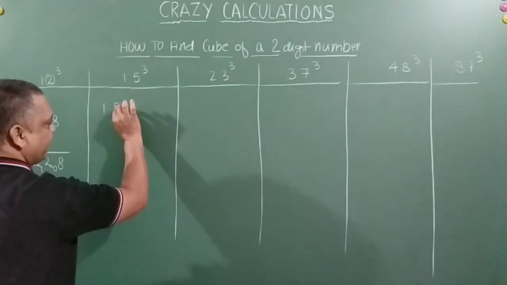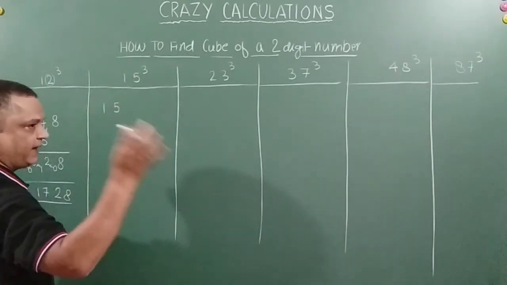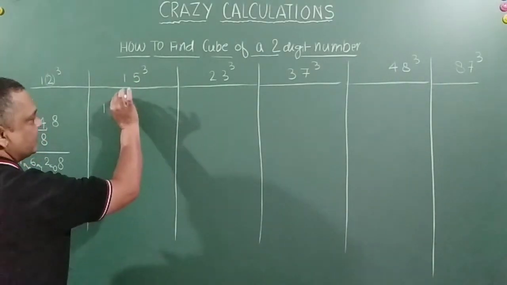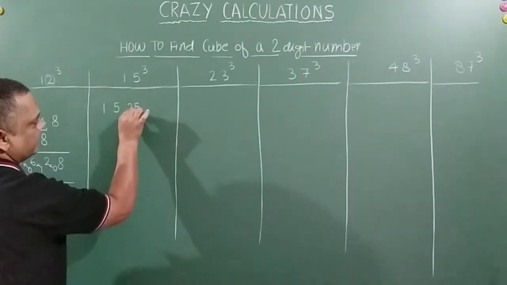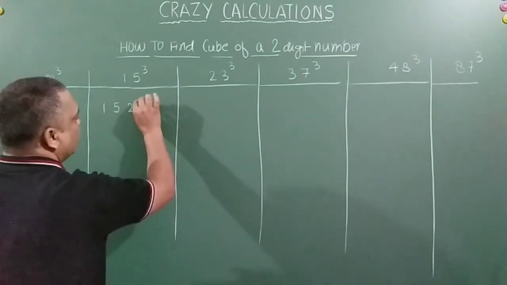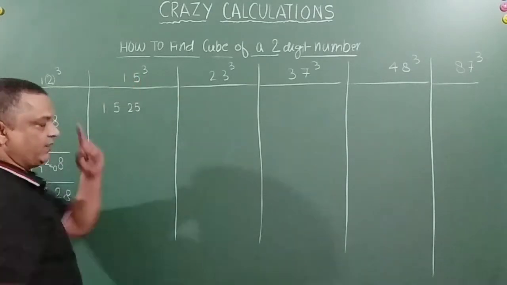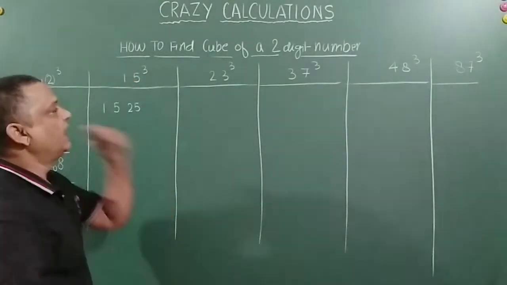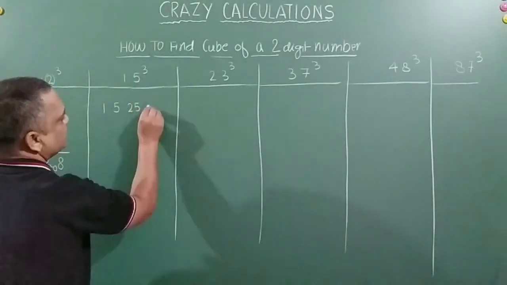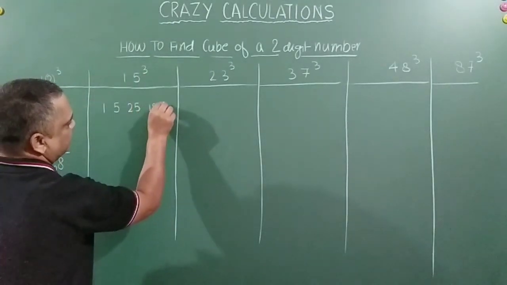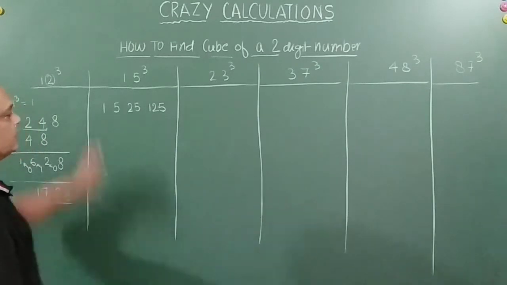Now I will divide 5 by 1, answer is 5, right? I will multiply the answer with 5, that is equal to 25, right? Now I will divide 25 by 1, answer is 25, and then multiply 25, the answer, into 5, that is equal to 125, right friends? So I have got 4 digits.